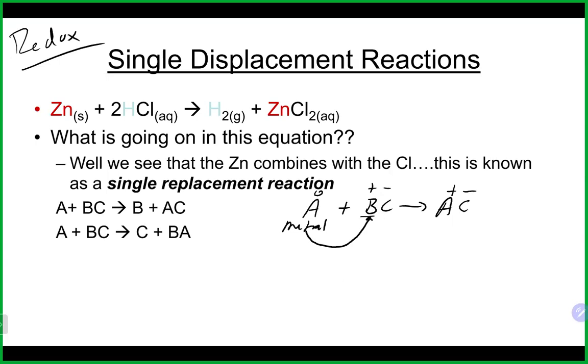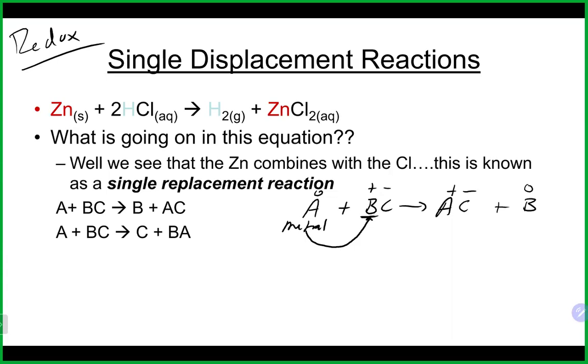And the guy that gets kicked out will end up with no charge. And the reason the charges change is there are electrons being transferred in this case. So that's essentially what's happening here. And that's why one starts with no charge and ends up with a charge, and one starts with a charge and ends up with no charge. Again, it's that transfer of electrons that's occurring here to cause that.